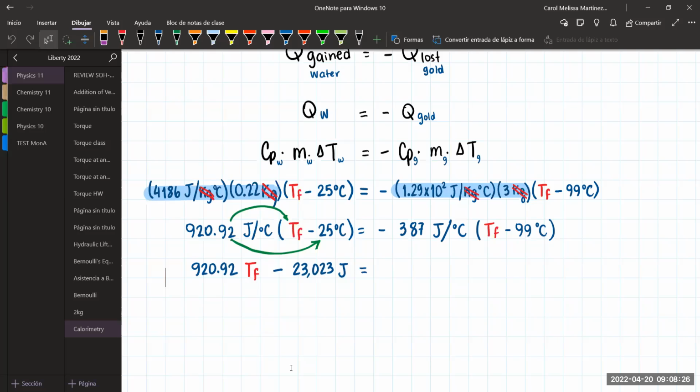Okay, so this is going to give you negative 387 TF. Okay, and now you're going to multiply 387 times negative 99. So what happens here? You have negatives and negatives, okay? Negative and negative is going to give you a positive. 387 times 99 is how much?